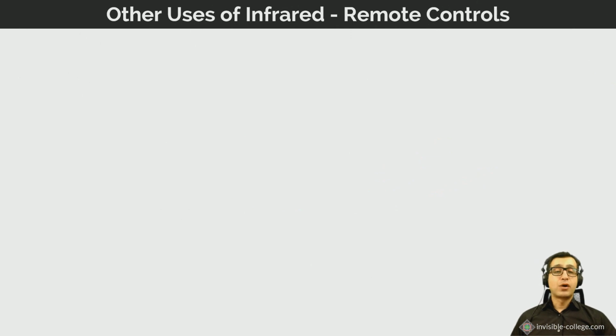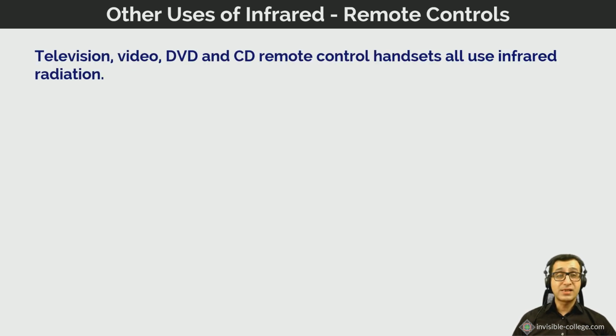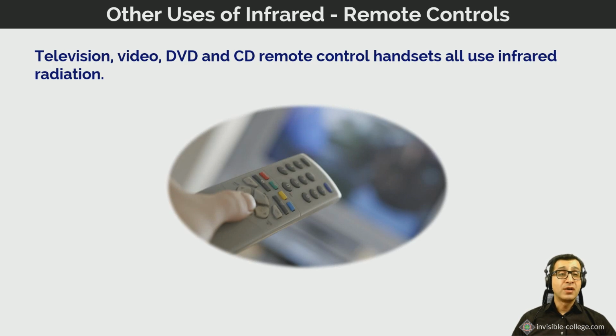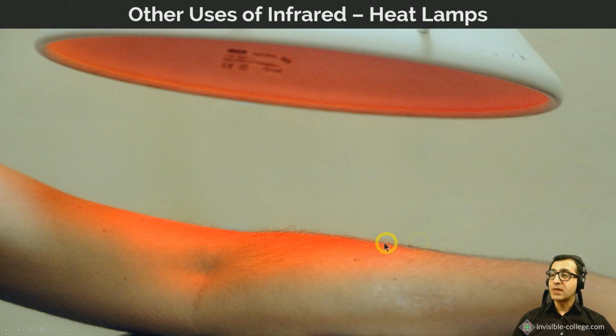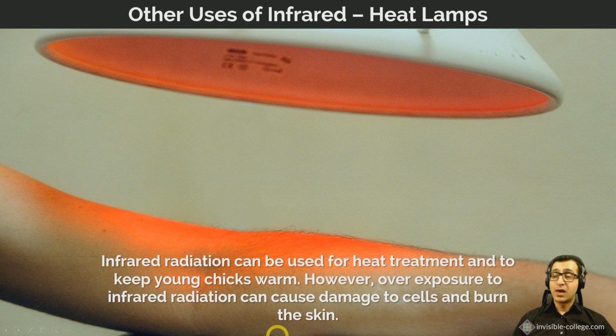There are some other uses of infrared radiation. So we see here television, video, DVD and CD remote control handsets. These all use infrared radiation for signaling. Now the waves don't actually penetrate very far, so these devices are only really useful over short distances. Now another application is infrared heat lamps, which can be used to either incubate organisms like young chicks in farms, but they can also be used for heat treatment of injuries as well.